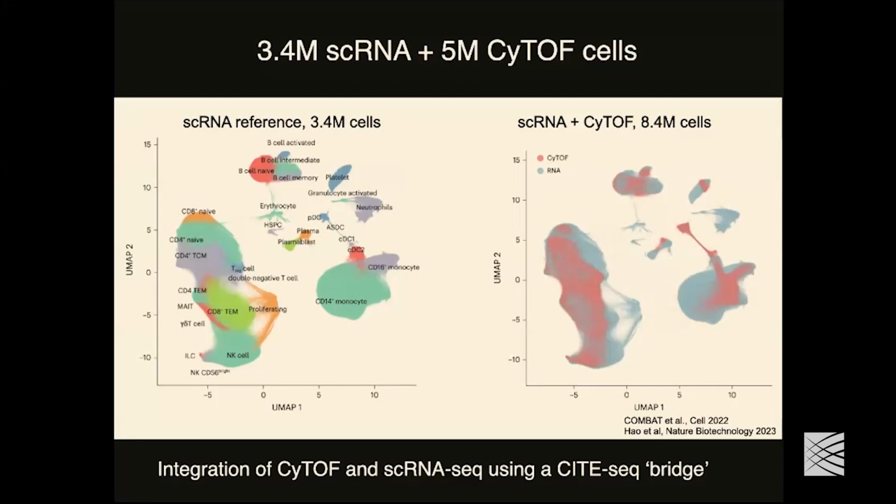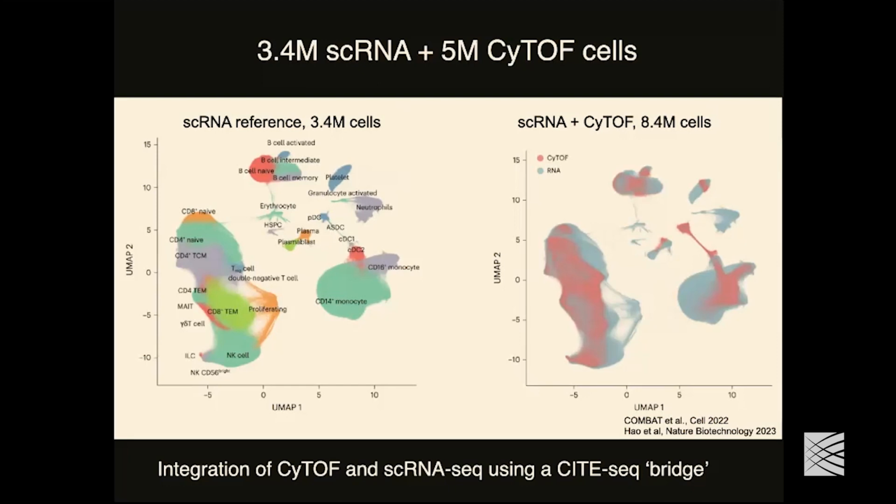And there's a UK consortium called COMBAT. They also have different CyTOF data, around 5 million cells. Then we can use a CITE-seq PBMC dataset in the middle as a bridge, and project this CyTOF data onto this RNA space. And right, so that's the result.